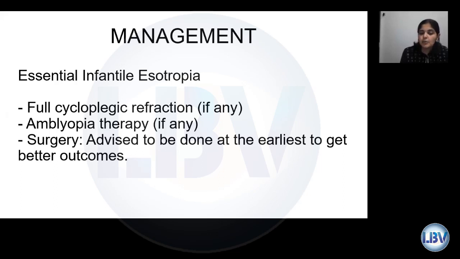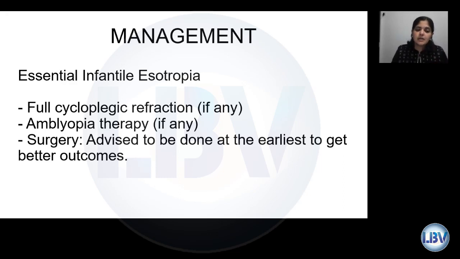So typically, once the amount of deviation has settled, it is confirmed that it is an essential infantile esotropia, and you are able to correctly figure out the amount of prisms, surgery is the best option in this case. And once advised, it is generally done before 2 years of age for the best outcomes. In this, there is one more thing. There are at times chances of an A or V pattern also to be seen.